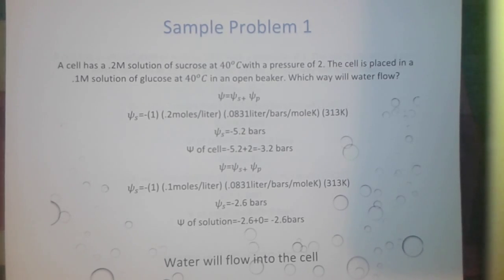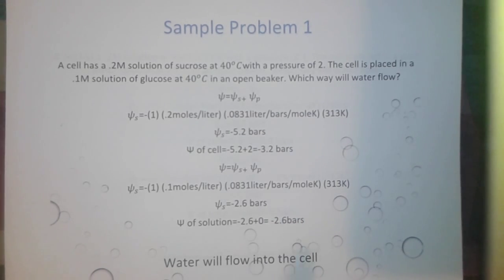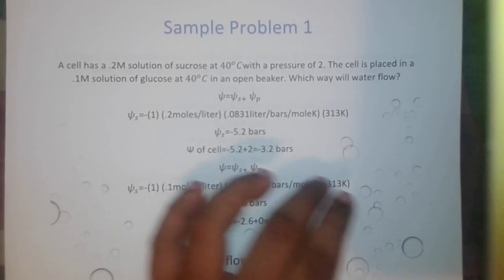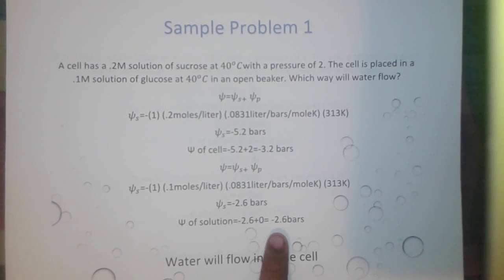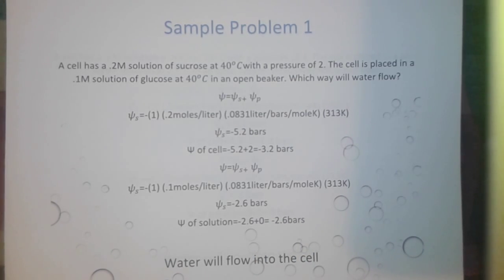Then you will need to calculate the water potential of the solution that the cell is placed in, which is negative times 1, because this is a solution of glucose, which cannot be broken down by water. Then you multiply that by the pressure constant of 0.0831 times the temperature, which is 40 degrees Celsius, but you will need to add 273 to it to turn it into Kelvin. Multiplying all that together will get you negative 2.6 bars. Since it is an open beaker, it has no pressure at all. So it will be negative 2.6 plus 0, which would be negative 2.6 bars water potential for the solution.